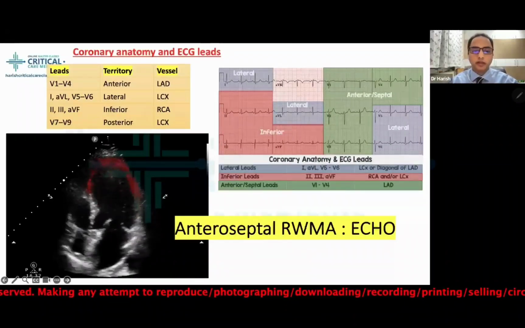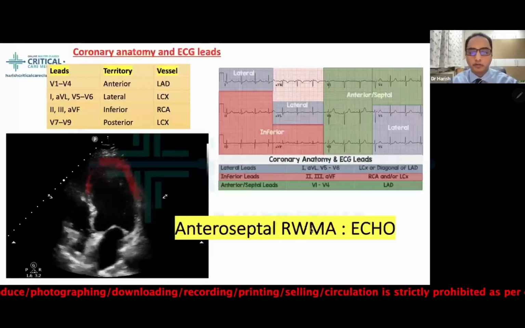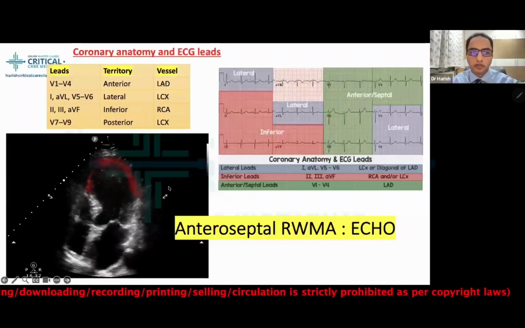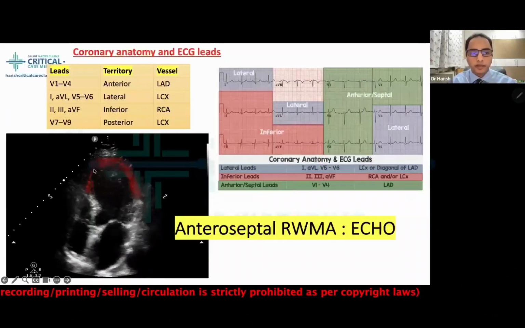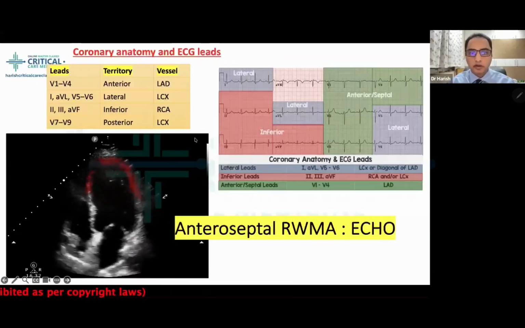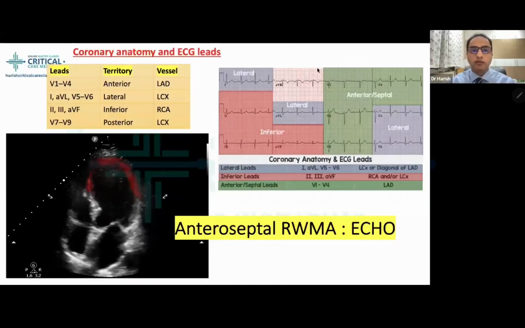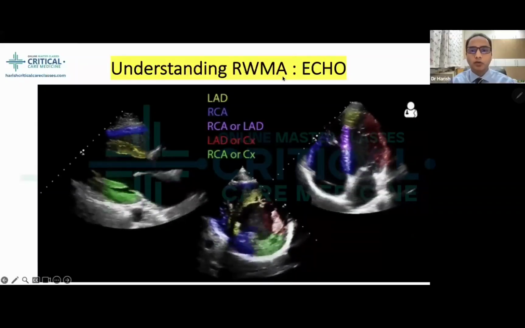In our patient, we have done an echocardiography which shows anteroseptal regional wall motion abnormality. The anterior and the septal part are not moving. So it is an anteroseptal severe ST segment elevated myocardial infarction. You can have some sort of pictorial memory for understanding regional wall motion abnormality in an echo finding.